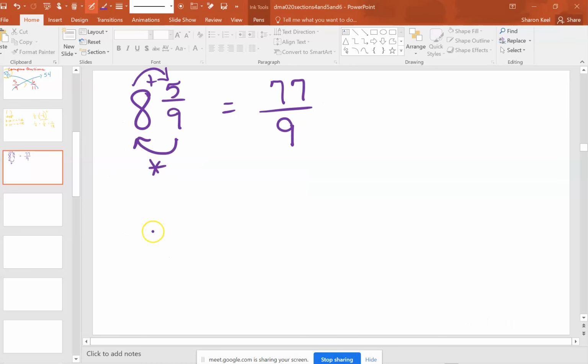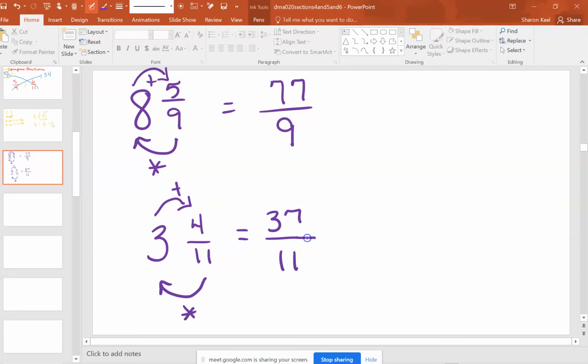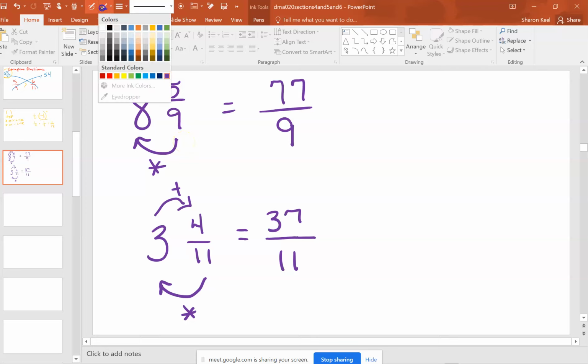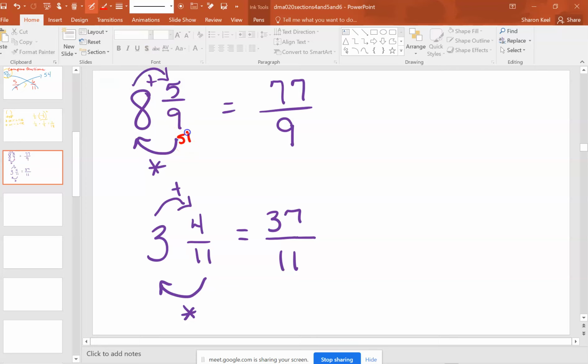Let's say I gave you 3 and 4/11. I would start in the denominator. I would say 11 times 3 is 33, and 33 plus 4 would give us 37/11. So you're simply going to start with the denominator. You're going to start here, multiply first, then add the numerator, and the denominator is going to stay the same.